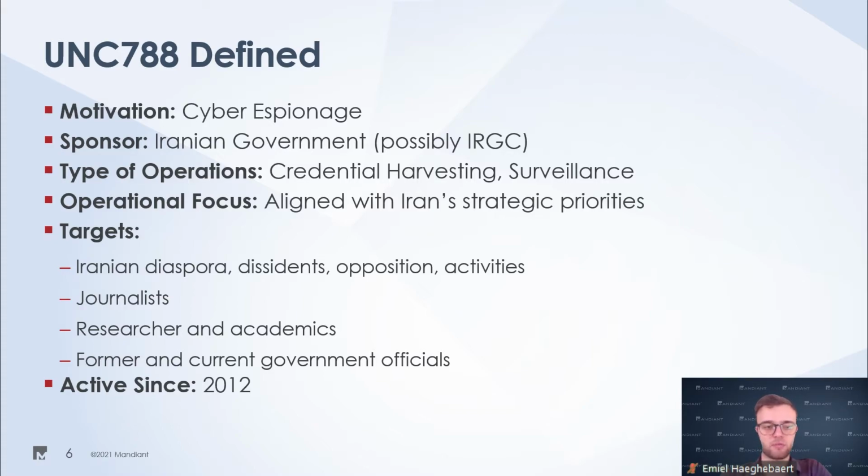And so, to go a little bit further, Iran's Islamic Revolutionary Guard Corps, or IRGC, and the Ministry of Intelligence have long conducted extensive domestic surveillance and espionage operations against its domestic populace and foreign targets of strategic intelligence value, right? And so we estimate that UNC788 in fact conducts cyber espionage operations on behalf of the IRGC, and this is based on targeting patterns that align with the IRGC's operational mandates and priorities.